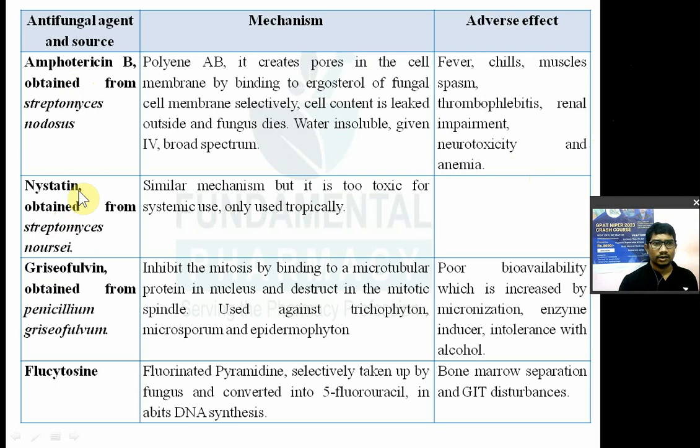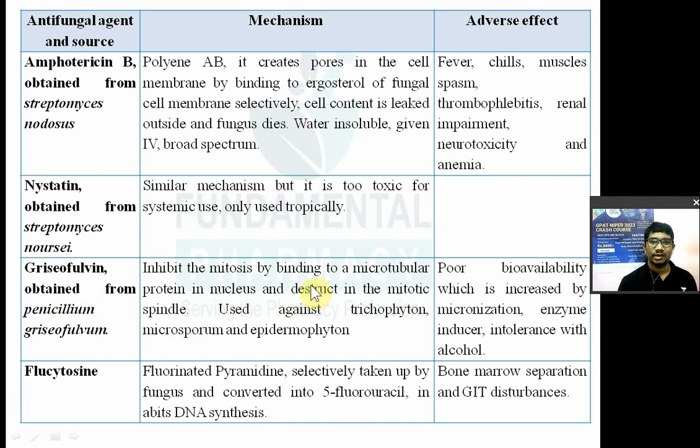Polyene antibiotic nystatin is obtained from Streptomyces noursei. Similar mechanism, but it is too toxic to use systemically, so it is used topically. Third, griseofulvin, an antifungal antibiotic. It is obtained from Penicillium griseofulvum. Question आ चुका है. Griseofulvin is obtained from Penicillium griseofulvum.